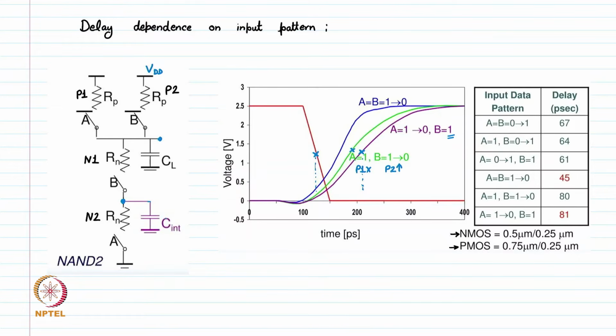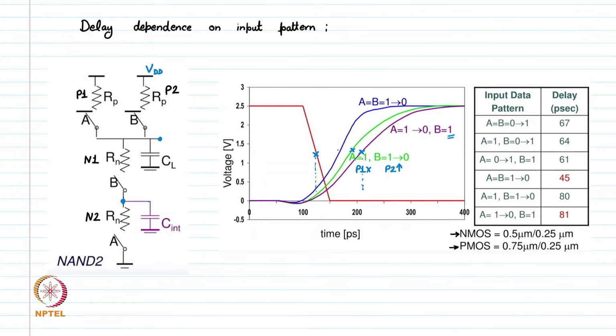If B is 1, the C int is already charged to VDD and now A is turning on. A is going from 1 to 0. So this node C int need not be charged to the high value because it's already charged to something. So B is 1, we have this C int already charged to some value.